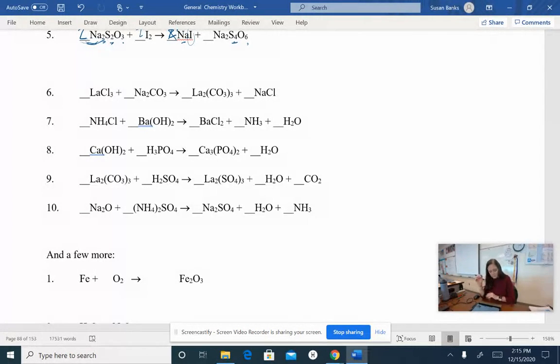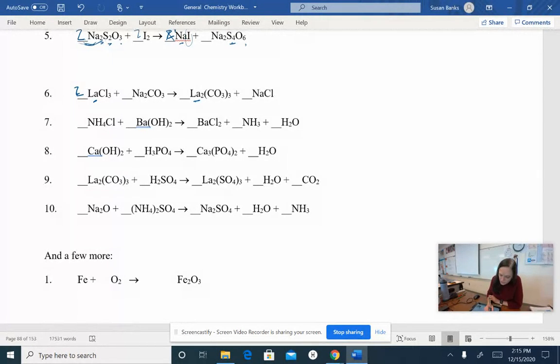Okay, you ready to check back? Let's look at the lanthanum first on number 6. 1 lanthanum, 2. So I need to multiply this by 2. I have 3 times 2, so 6 chlorines. I need to multiply this by 6 because there's only 1 chlorine there. I have 2 sodiums here and 6 here. So 2 times what is 6? Did you say 3? And do we have our carbonate as a group? Yes, we do. And 3 carbonates, 3 times 1, 3 carbonates. So we are good on that one.